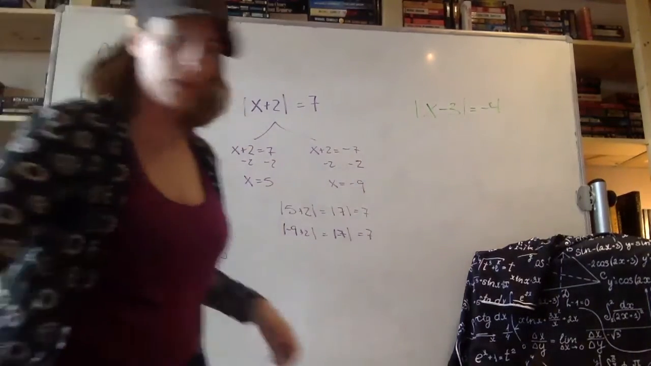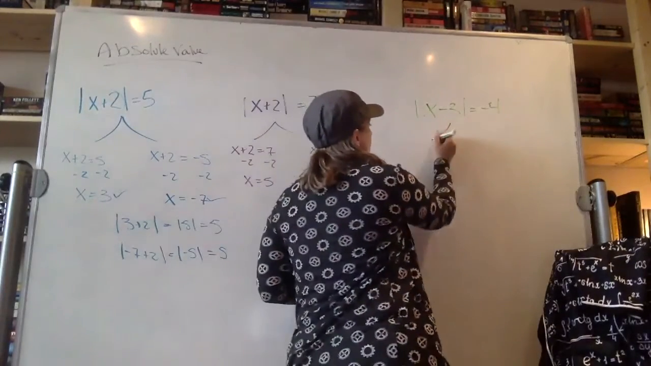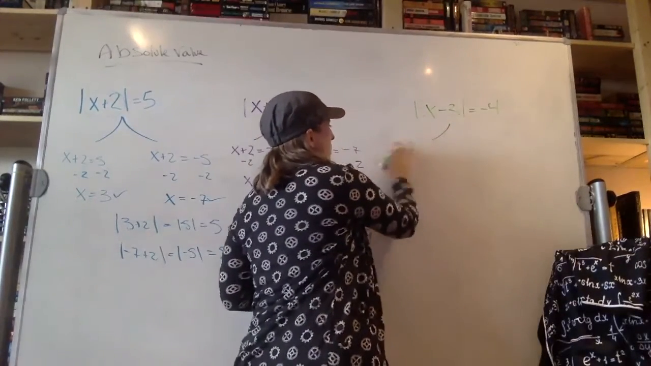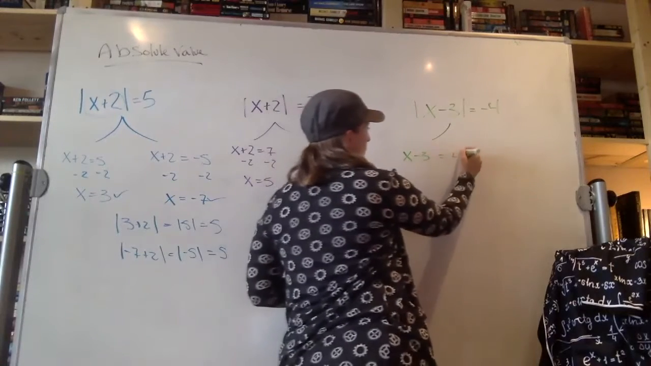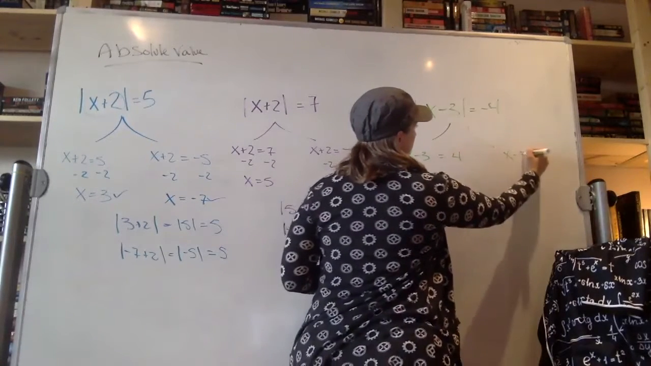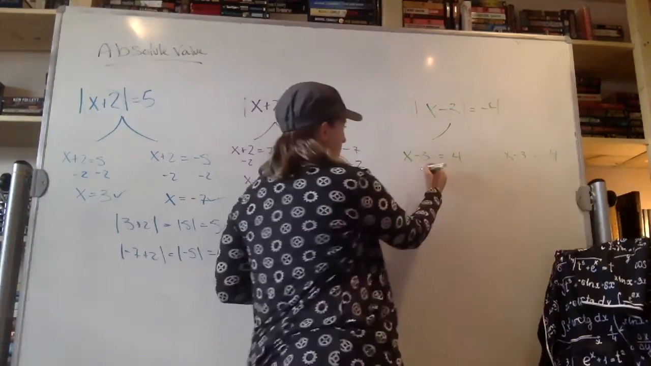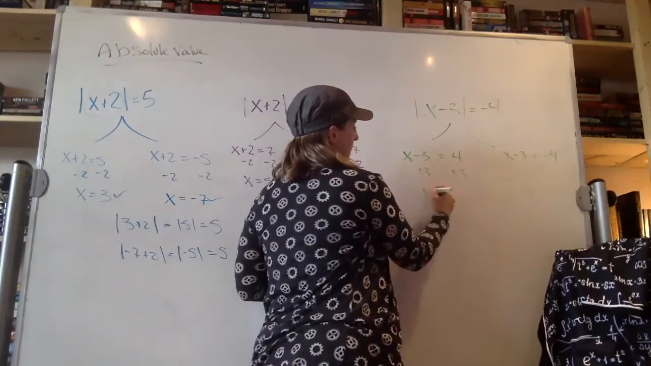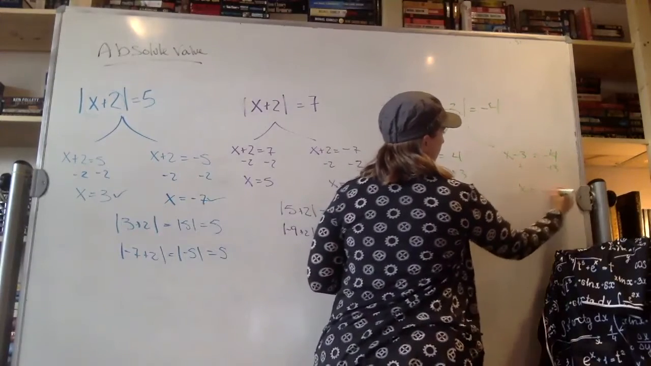Now let's look at that last one. Okay, our last one, the absolute value of x minus 3 equals -4. All right, so again, I can write two equations, either x minus 3 equals 4 or x minus 3 equals -4. That's what we've done before, right? Solving this by adding 3, I get x equals 7 or x equals -1.